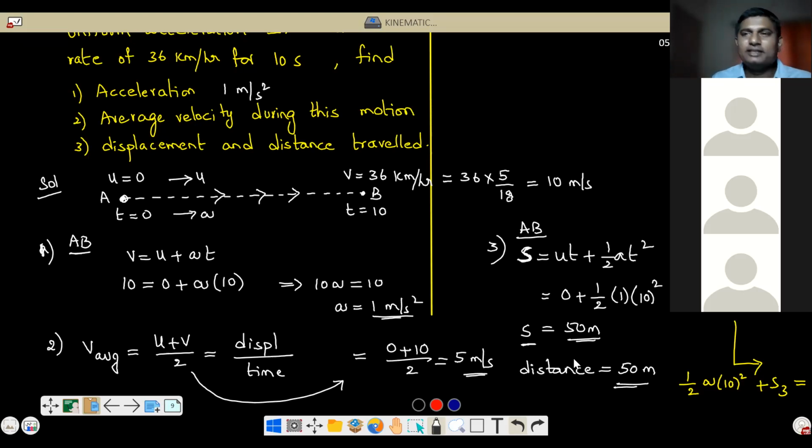So first thing, immediately after the class, ask the coordinator to get the solutions for the work session. Okay. From Monday onwards we are going to see the next section, called motion under gravity. Very important section.